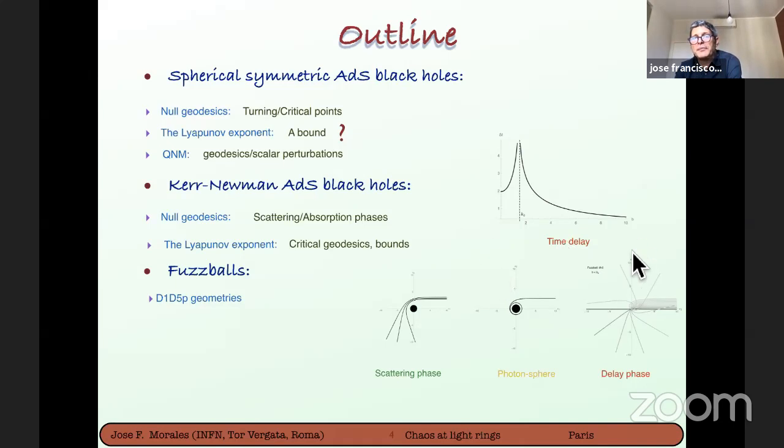Here I draw, for example, the time delay as a function of the impact parameter, and you see that really only the geodesics at the critical values are trapped forever in the geometry of the fuzzball. All the other ones escape after some time.